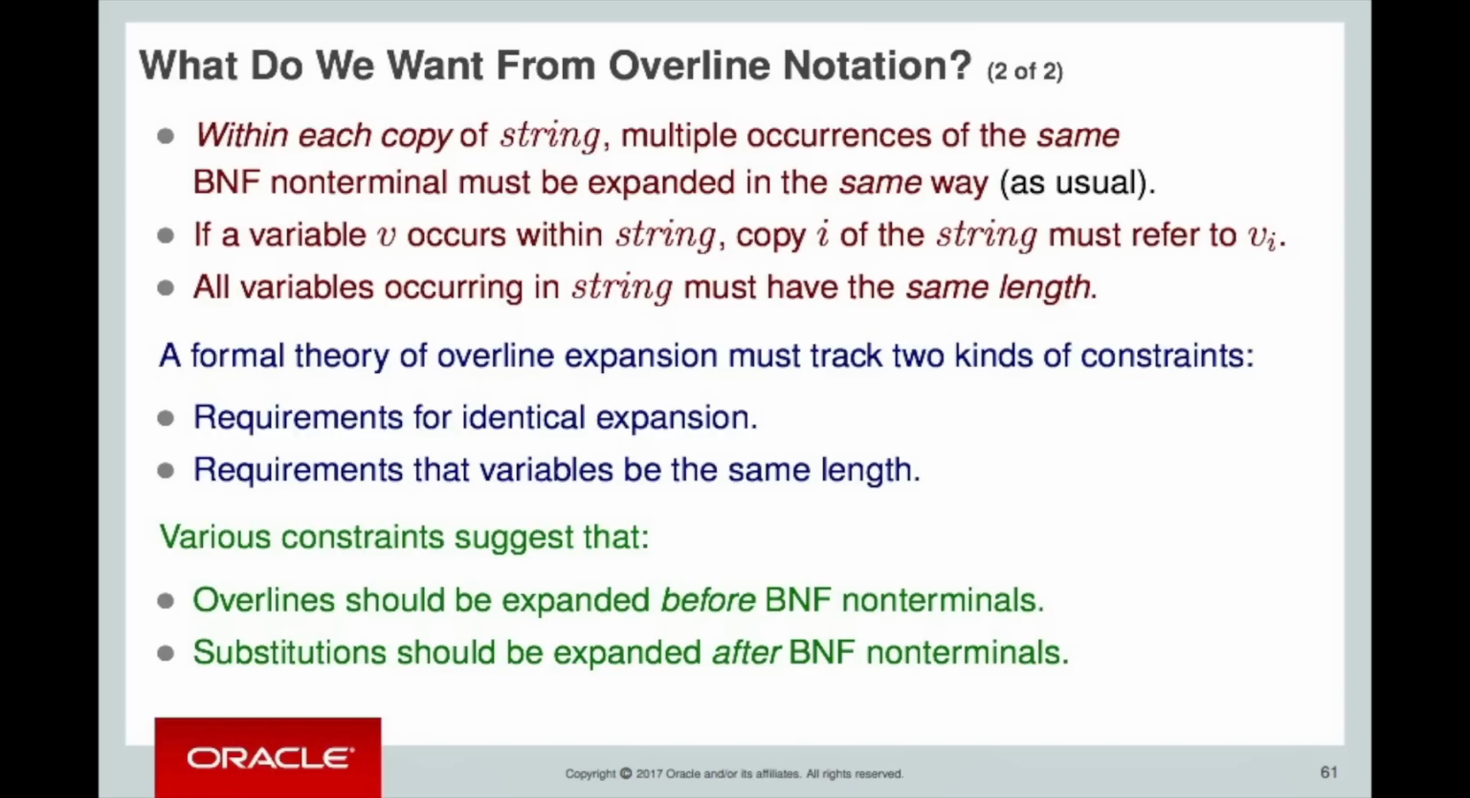If the variable v occurs within the string, copy i of the string needs to refer to v sub i. This is the vector notation part of the convention. And all variables occurring in the string must have the same length so the substring notation will work. So a formal theory of overline expansion has to track two different kinds of constraints: the requirements for identical expansion and the requirements that variables have the same length. And various constraints suggest that a formal expansion process should expand overlines first, then BNF, then substitutions.